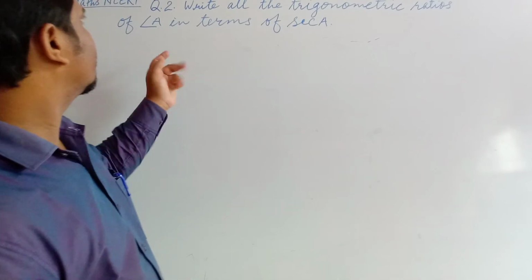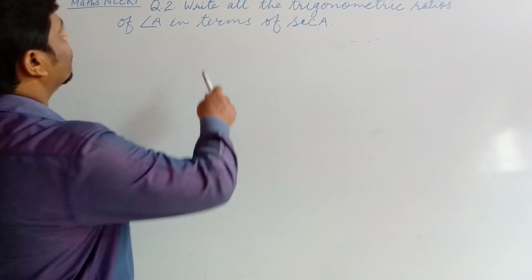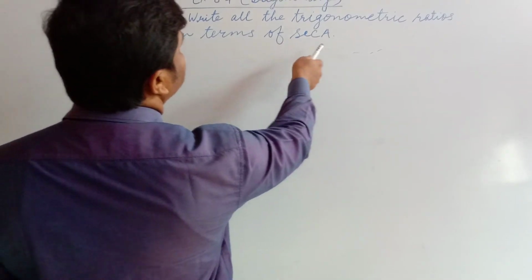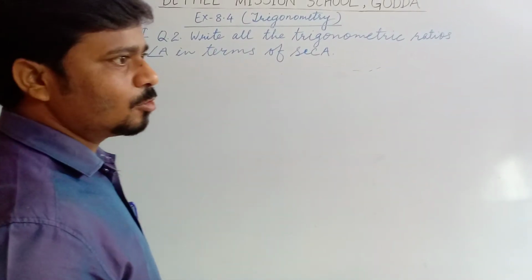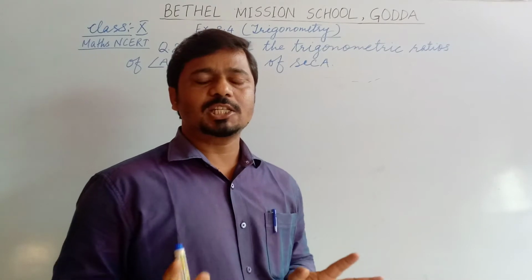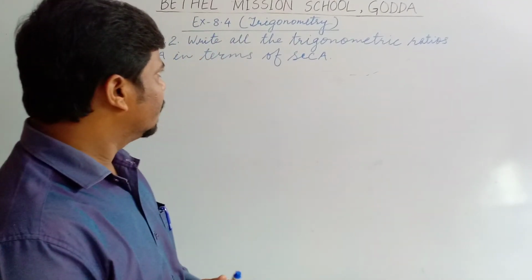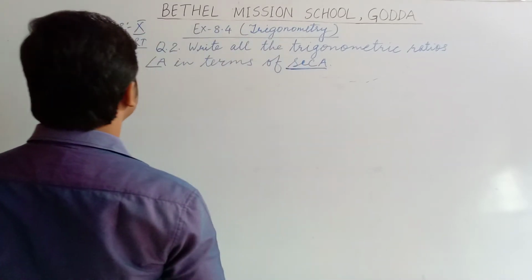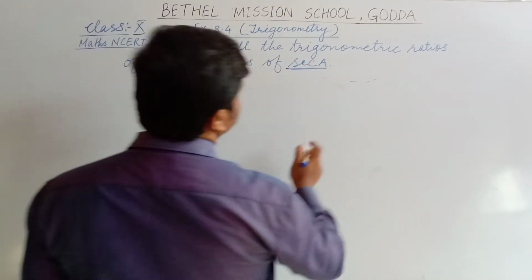Okay, let's see this question. Question number 2. Write all the trigonometric ratios of angle A in terms of sec A. So you know that we have 6 ratios. So we have to change in the term of sec A. It means we have to change the other ratios in the term of sec A.